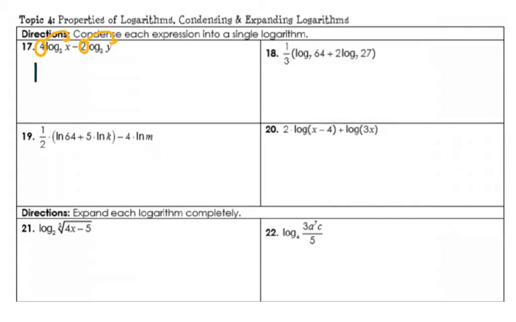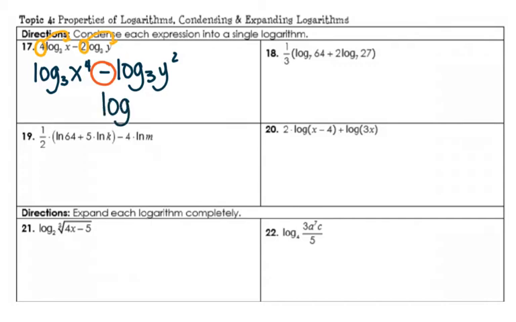Okay, so I'm going to rewrite what we have so far. So the log base 3 x to the 4th minus log base 3 y squared. Because we have a minus sign, remember we can bring together subtraction by dividing. Both of these have log base 3, so I only need to write it one time. X to the 4th is first, so it's going to go on top. Y squared is second, so it goes on bottom. So that's what my answer would look like.